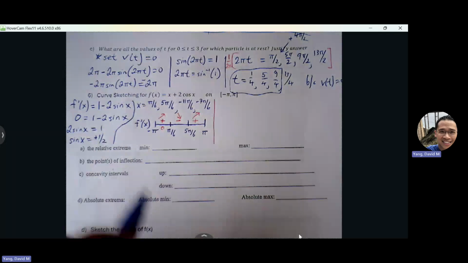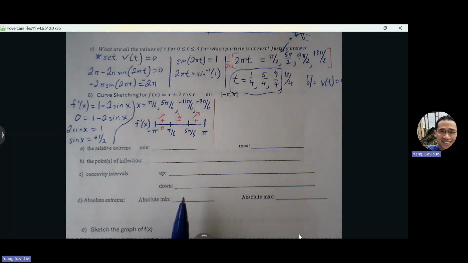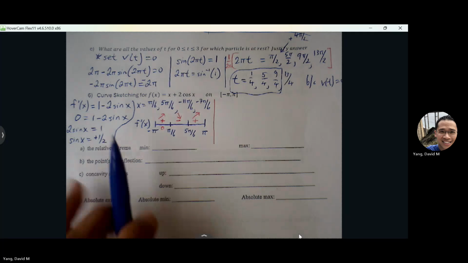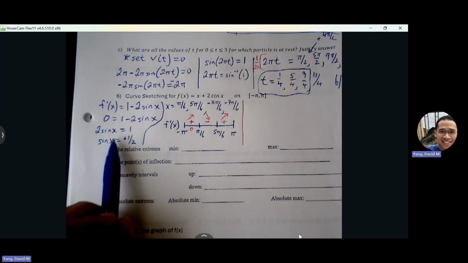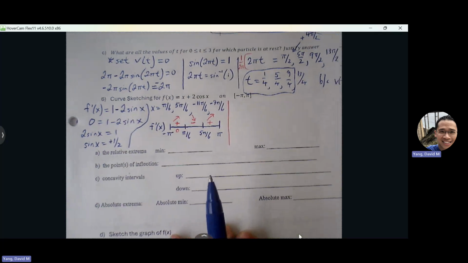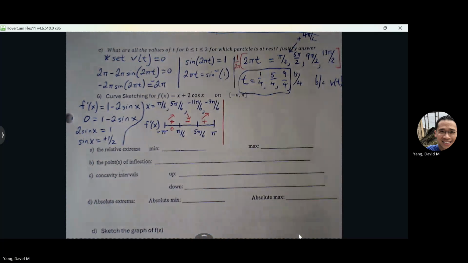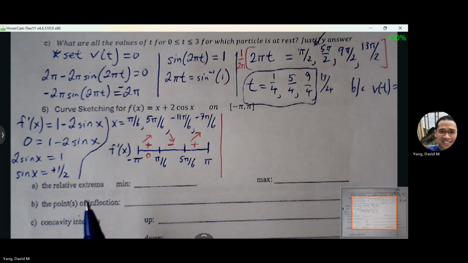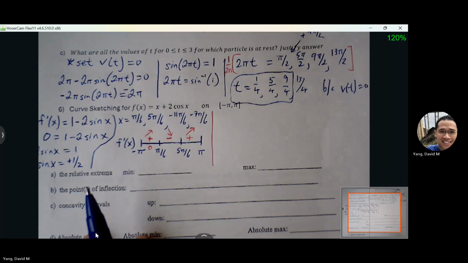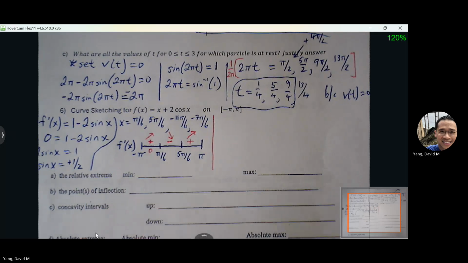Wait, why isn't that negative 1 for sine x? Oh, I added the 2 sine x over to the left side, sorry, and divided by 2, and that ended up being the same sign. Okay, work on f double prime.